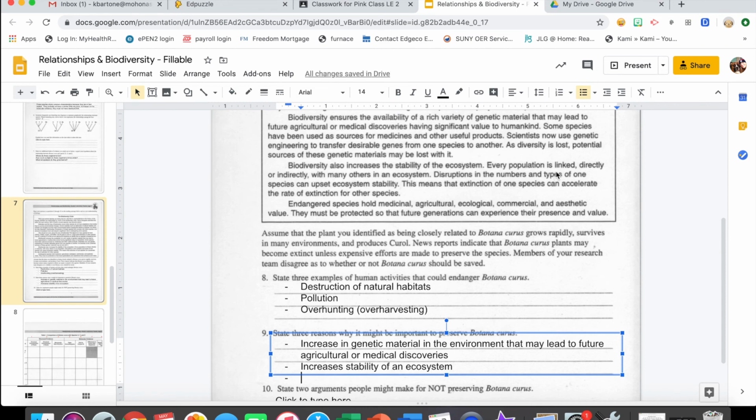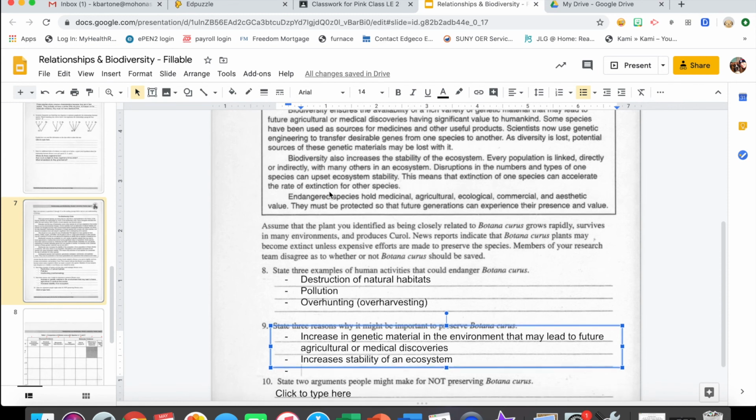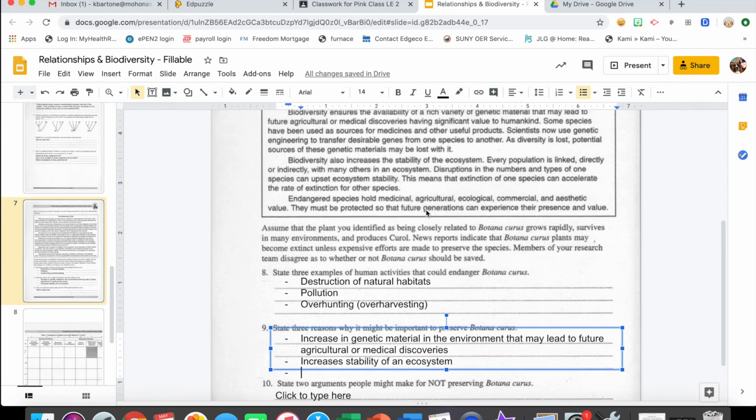And let's see, disruption in the numbers and types of species can upset the ecosystem stability. This means that extinction of one species can accelerate the extinction of another species. Endangered species hold medicinal, agricultural, ecological, commercial, and aesthetic value. So that would be our last one.